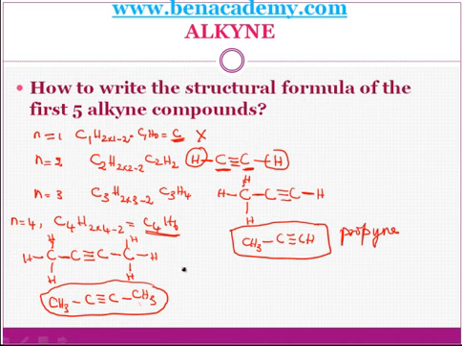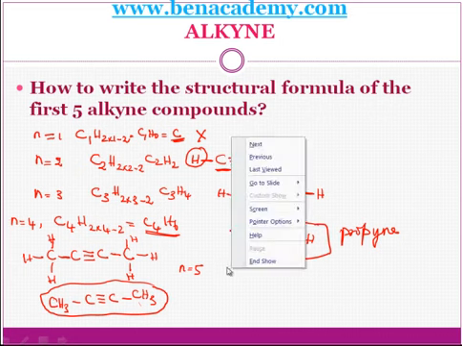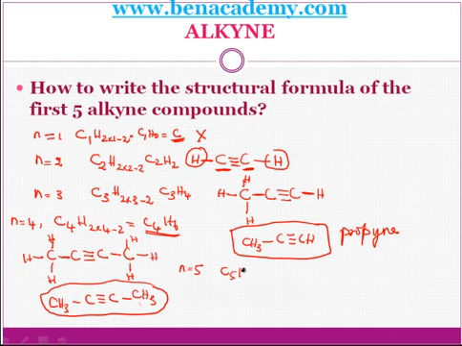Now let us see the last compound when number of carbons are 5. What will be the formula? C5. Number of hydrogens will be 5 into 2, 10. 10 minus 2, 8. C5H8. Now let us put all the 5 carbons side by side. 1, 2, 3, 4, 5. Put a triple bond only in one place between any 2 carbon atoms. So let us say here we are putting it here. All the other bonds between carbon and carbon should be a single bond.